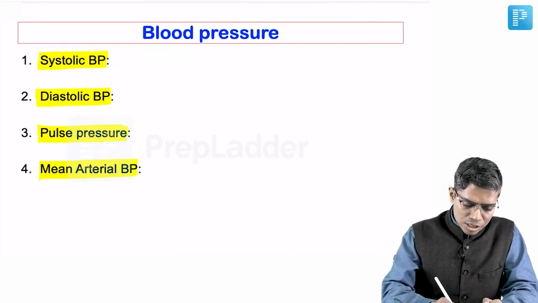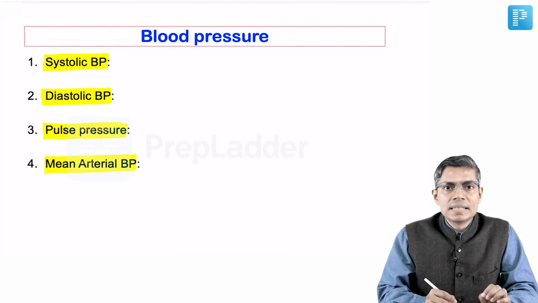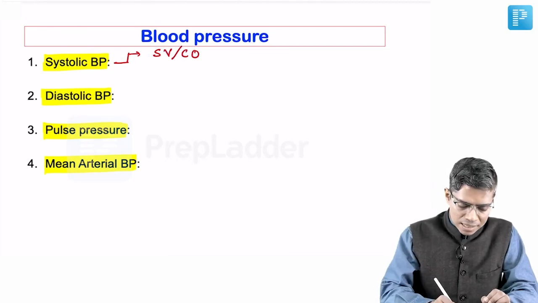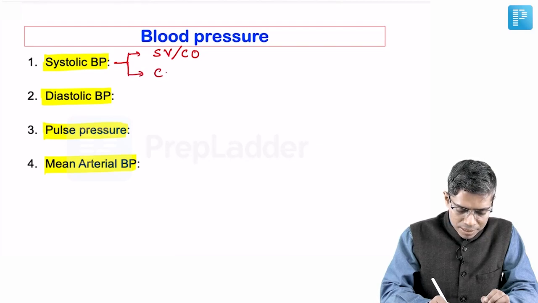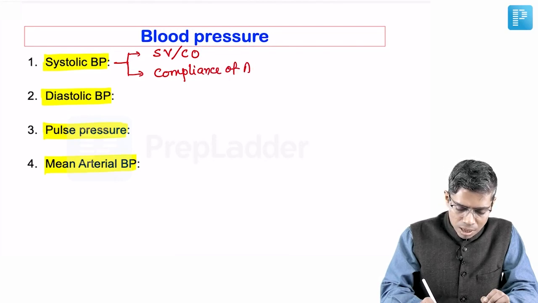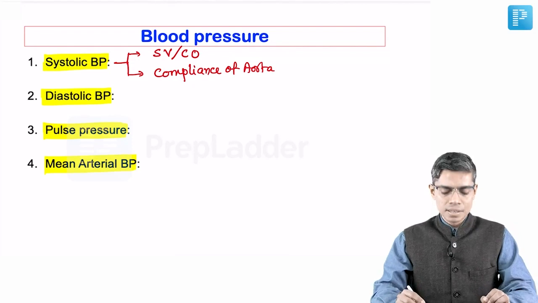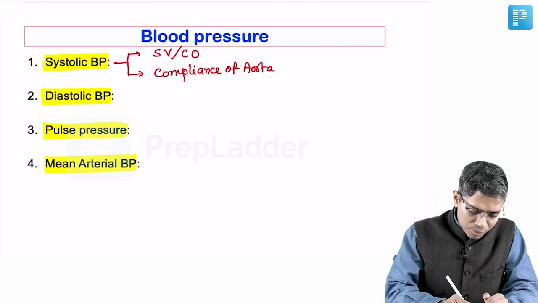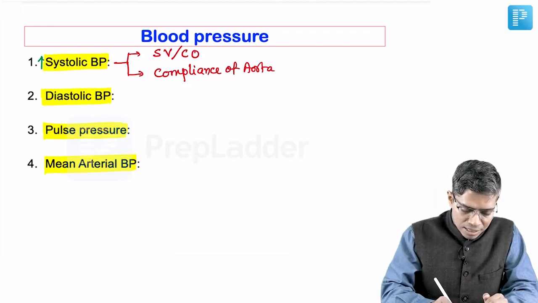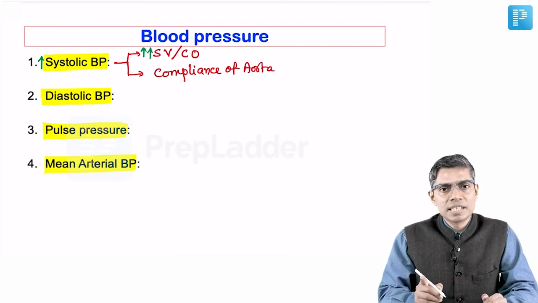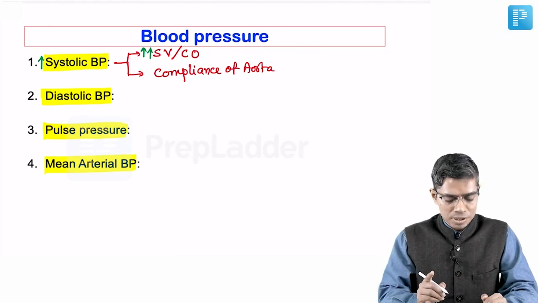So first I am writing systolic blood pressure. The two main determinants of systolic blood pressure are, number one, stroke volume or cardiac output of the person, and the second determinant is very important, that is compliance of aorta and major vessels, right? So how are these two parameters related to the systolic blood pressure? Systolic blood pressure will be increased due to any condition if the stroke volume or cardiac output is high, means systolic blood pressure is directly related to the stroke volume or cardiac output of the person.